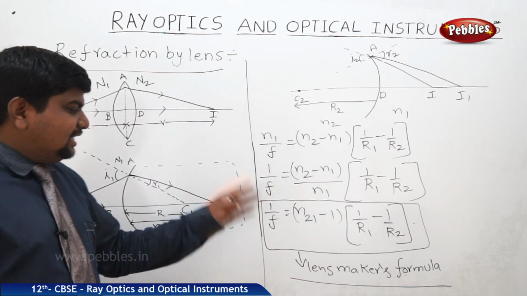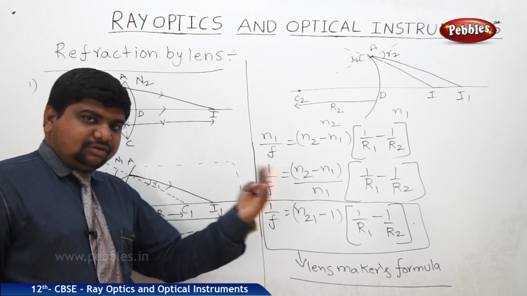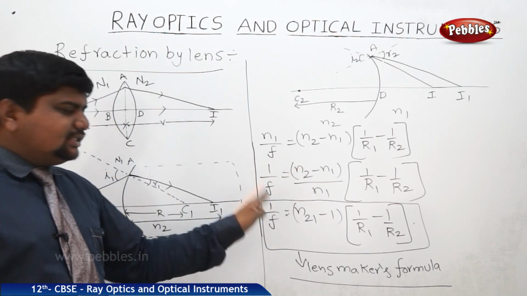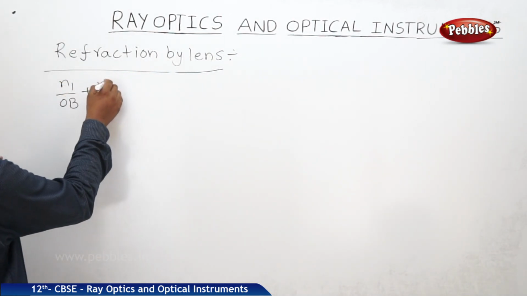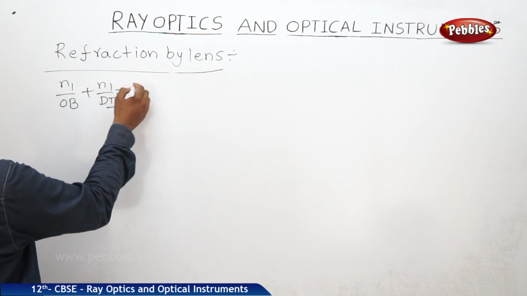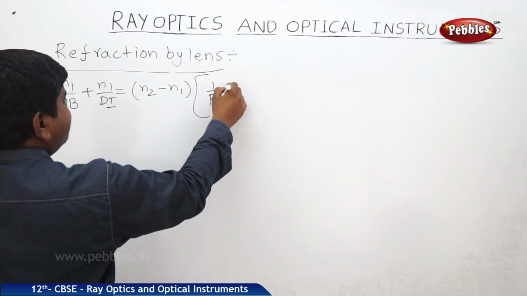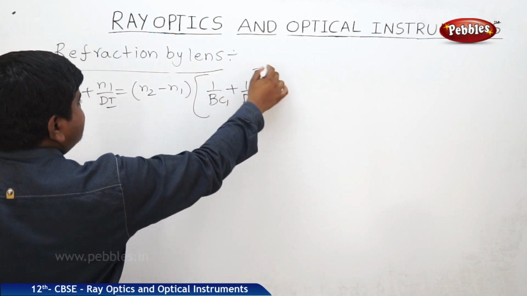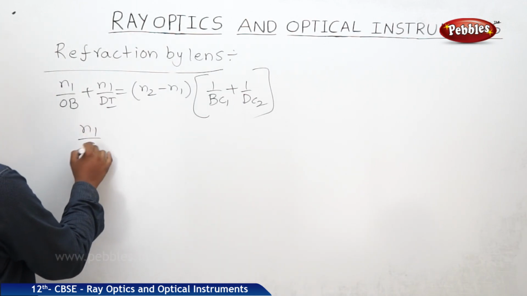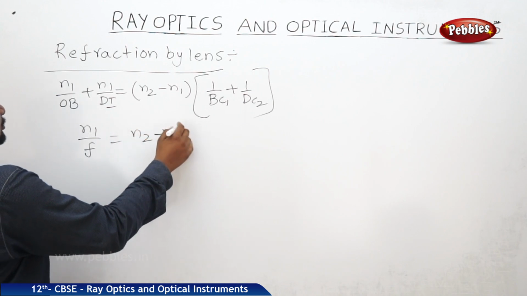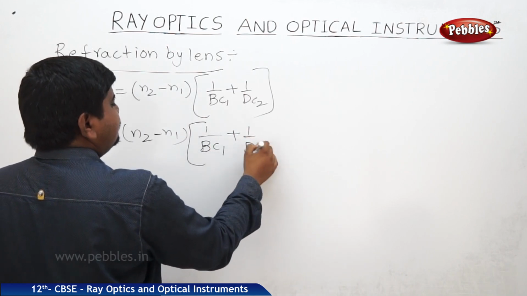But we can simplify this Lensmaker's formula in another way. So we will get 1 by v minus 1 by u is equal to 1 by f. How we are getting this, we will see now. We got two equations: n1 by OB plus n1 by DI is equal to n2 minus n1 into 1 by BC1 plus 1 by DC2. This is one equation. And in the last we got n1 by f is equal to n2 minus n1 into 1 by BC1 plus 1 by DC2.